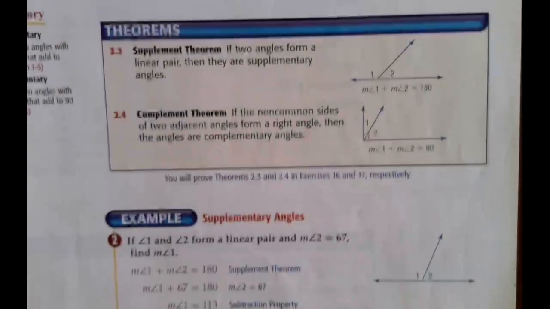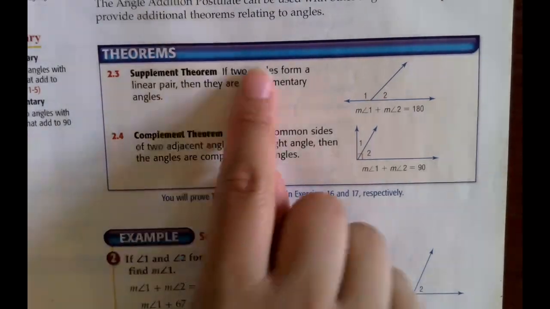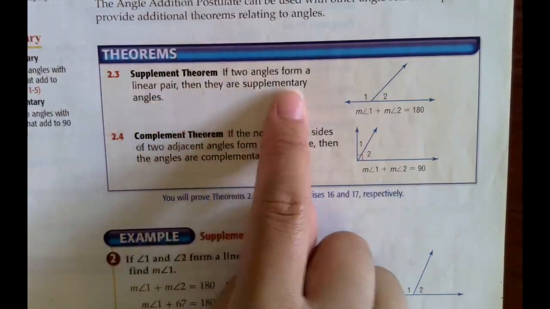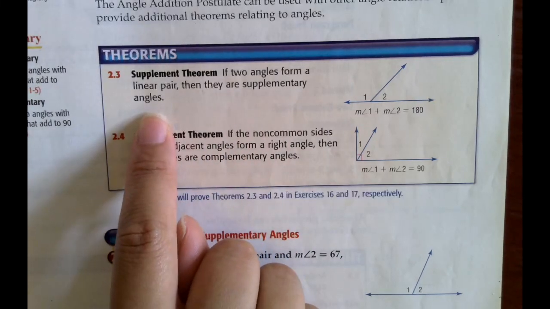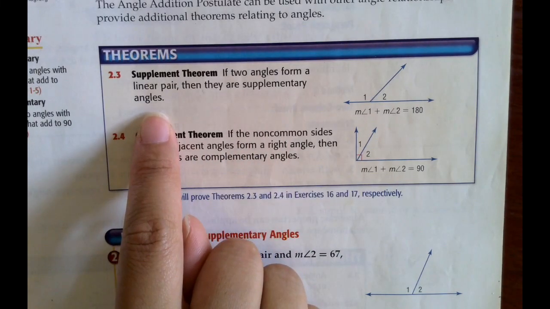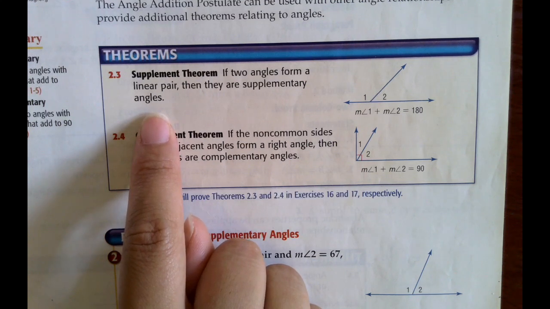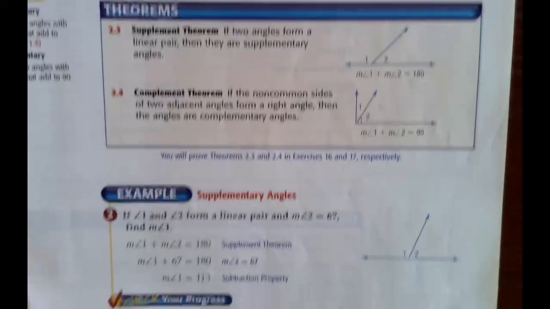Then we have the supplement theorem. If two angles form a linear pair, then they are supplementary angles. Oftentimes, I would just hear this as linear pair postulate rather than supplement theorem. Right? But if two angles form a linear pair, then they're supplementary angles. I normally hear that as linear pair postulate.